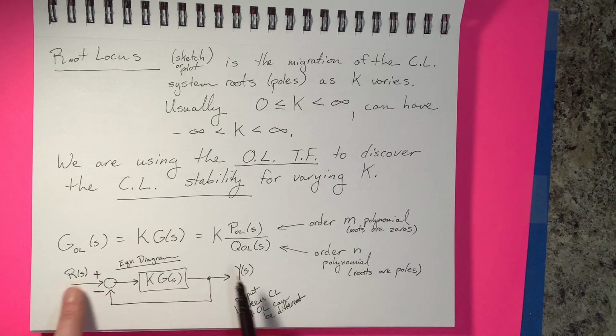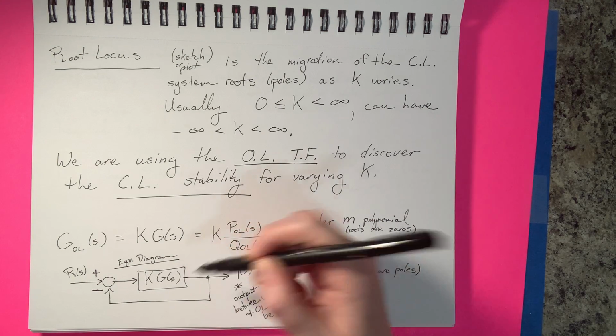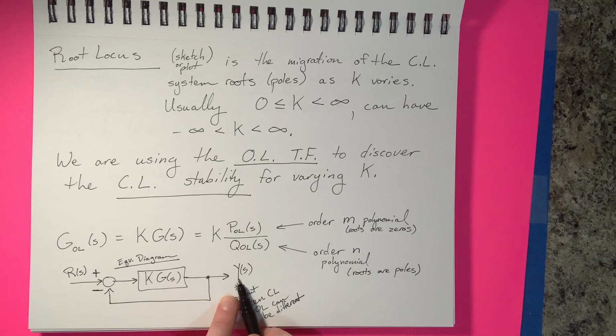Okay. Now notice that when we draw this equivalent diagram, the output y, when we place this back in, it may be different. Now that's caused by a number of different things, but it is not the same for every case. It may well be the same, but it doesn't necessarily have to be.